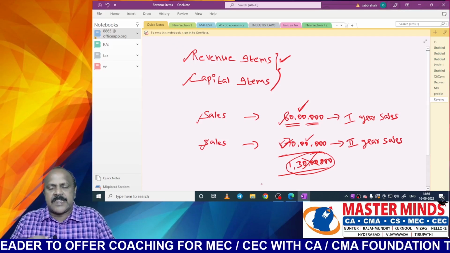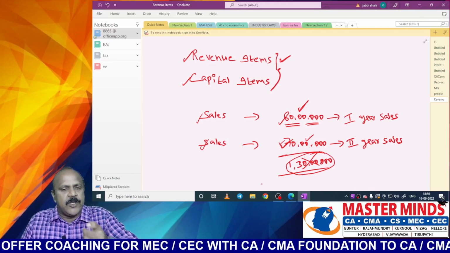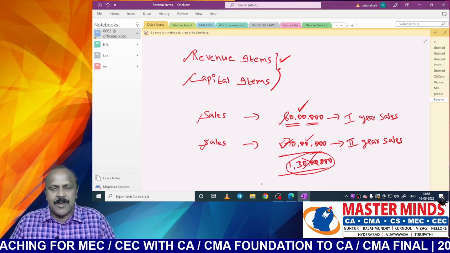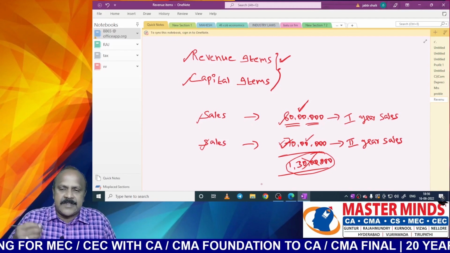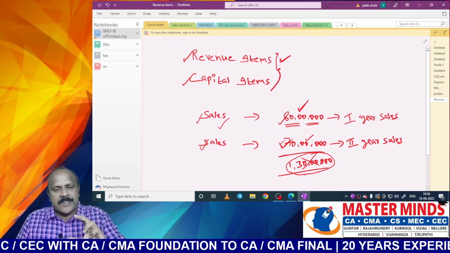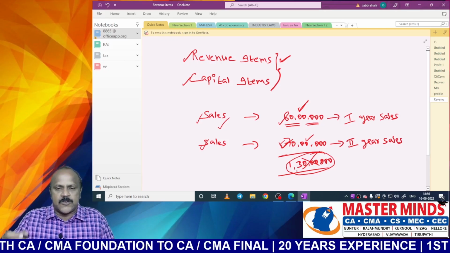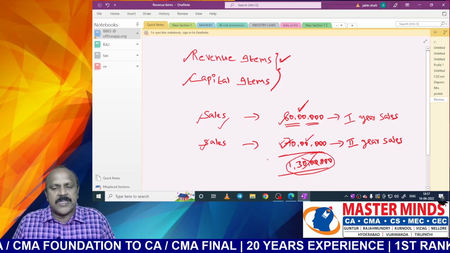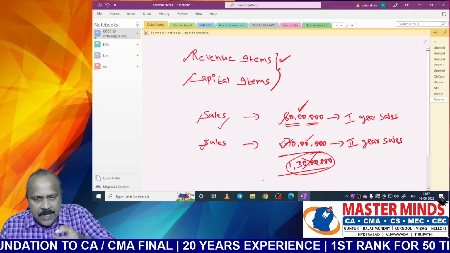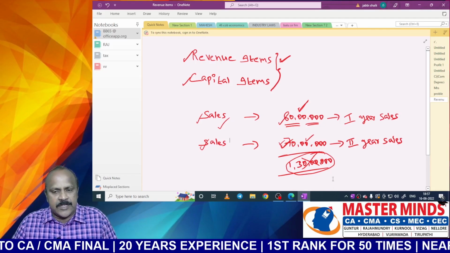When sales is a revenue item, purchases is also a revenue item, and both the returns are revenue items, students. Are you getting me or not? Sales is a revenue item. We have known this here. Whereas when sales is a revenue item, purchases is also a revenue item. Both the returns are revenue items. And what are the other revenue items, students?